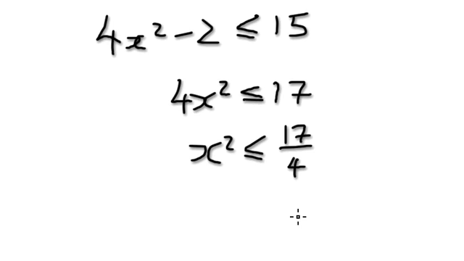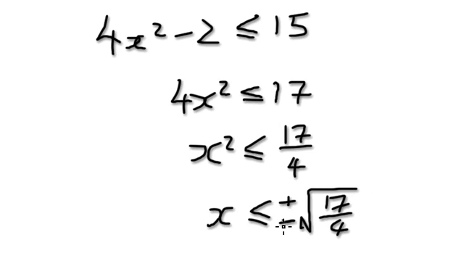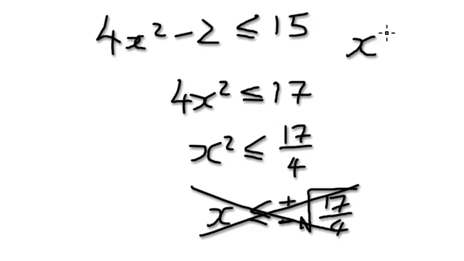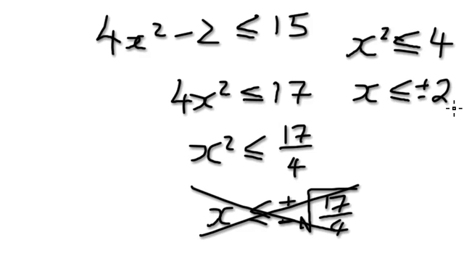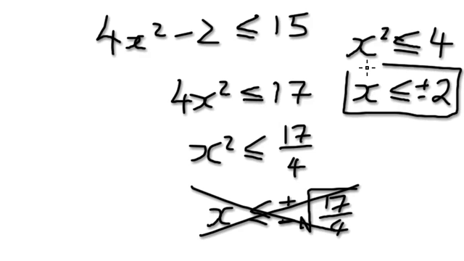Okay, and now square root both sides. Oh, but by the way, when you get to this stage here, you can't write plus minus root 17 over 4. You can't write this because if you look at this, let's say x squared is less than or equal to 4, and then if you were to write x less than or equal to positive negative 2, this statement doesn't really make sense, because you're saying x is less than or equal to 2 and also x is less than or equal to minus 2. It's not right for you to do this.